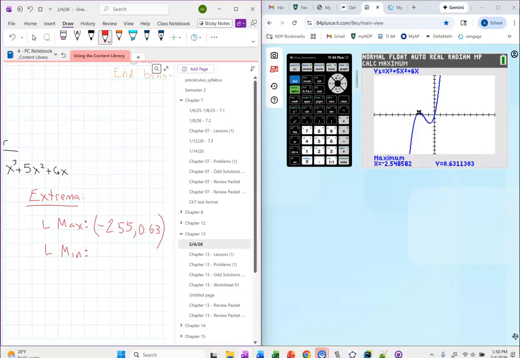How's this going so far? Good. It's good? Find the minimum now. It's the same command structure, except instead of using the maximum command, we're using minimum, but everything works the same way.